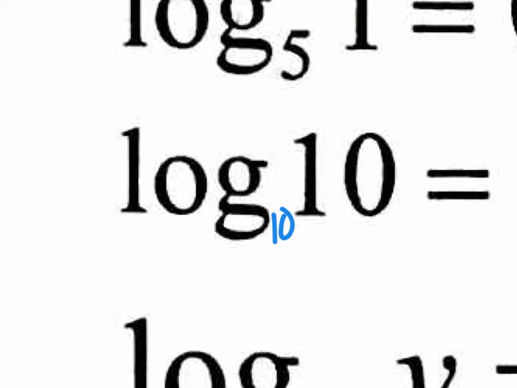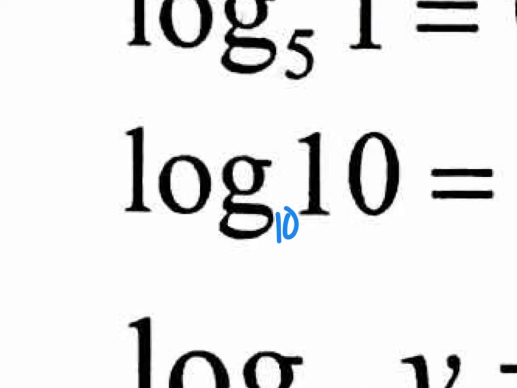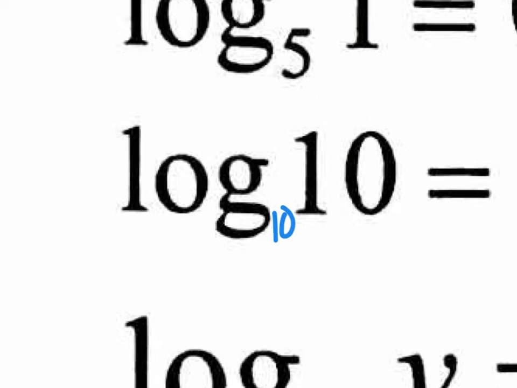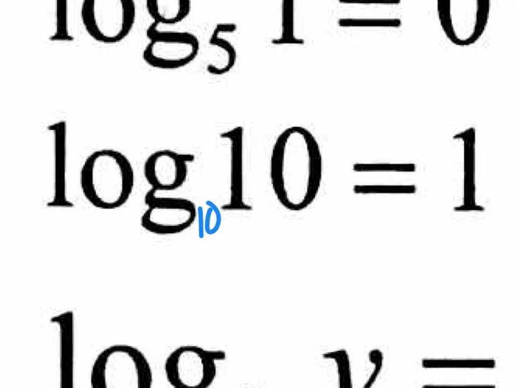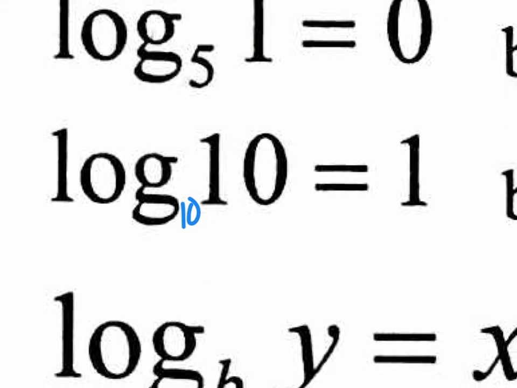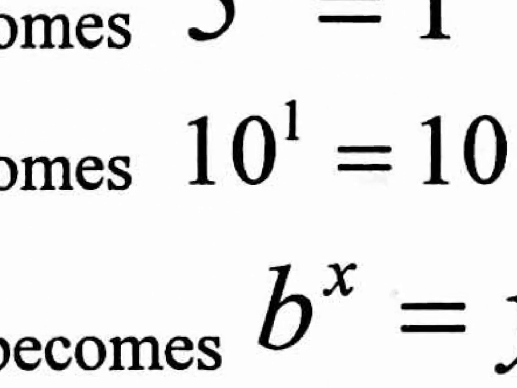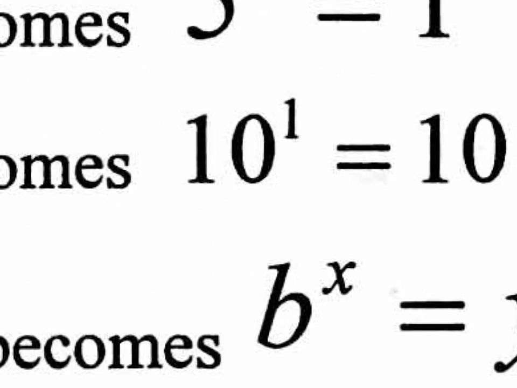So if I ignore the answer, and if I were to give you this problem, I'd be saying 10, the base, to what power gives me 10? 10 to what power gives me 10? The answer is 1. 10 to the 1 power gives me 10. Okay? And that's what it is over here when you rewrite it in exponential form. 10 to the 1 power gives me 10.